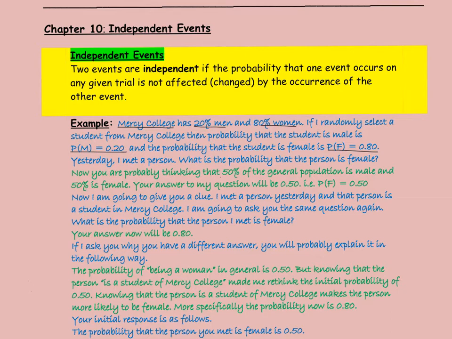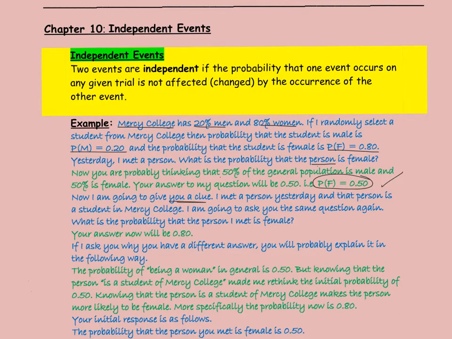So if I say yesterday I met a person, and my question is, what is the probability that the person is female? So I just said I met some random person, and I need to know the probability that the person is female. Then you're probably thinking that 50% of the general population is male and 50% is female. So the probability that the person I met yesterday is female is 50%, which is 0.50, and you're absolutely correct. But now I'm going to give you a clue, and my clue is this.